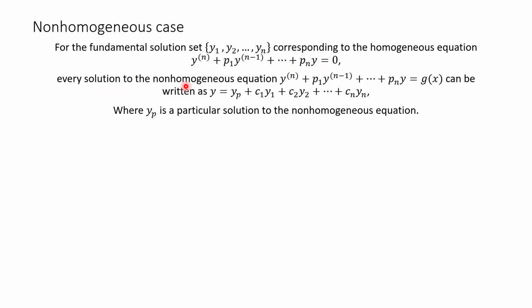Then every solution to the non-homogeneous equation, notice the difference, it equals something else, not 0, it equals g of x, can be written as y equals y sub p plus this linear combination we've been writing before. Okay, and this is where y sub p is just a particular solution to the non-homogeneous equation. So very similar to the general solution for the homogeneous equation is what we have right here. The difference is that for the non-homogeneous case, we add in this particular solution. So homogeneous if it equals 0, non-homogeneous if it equals something else, and then we add in that particular solution.